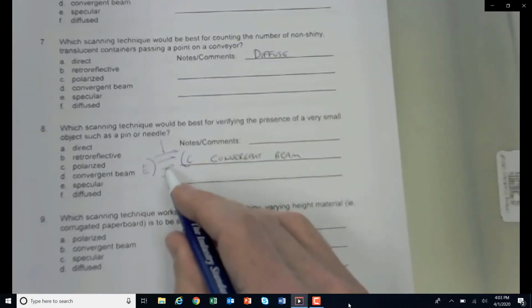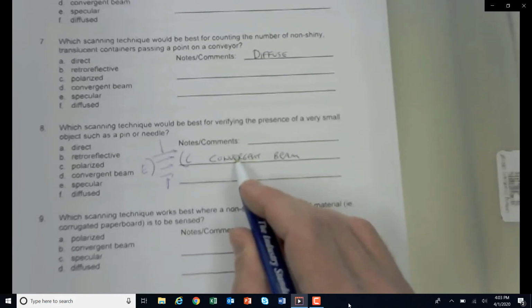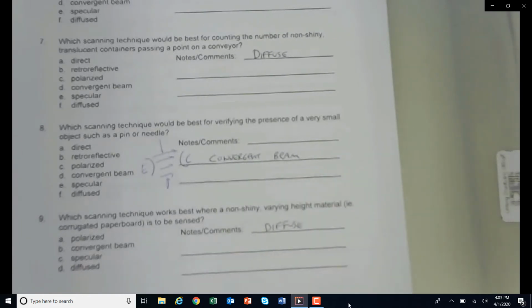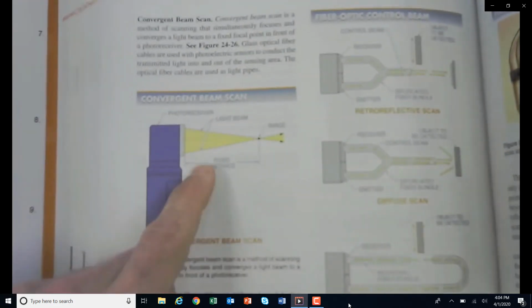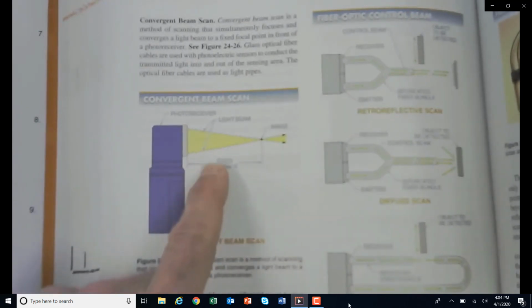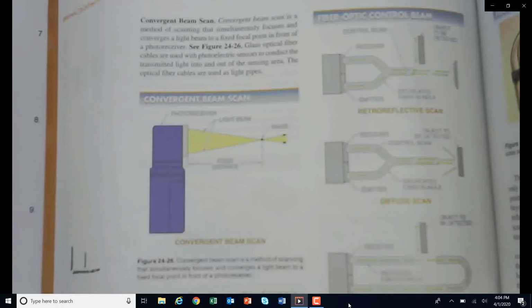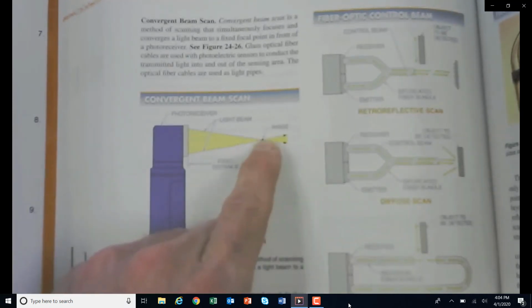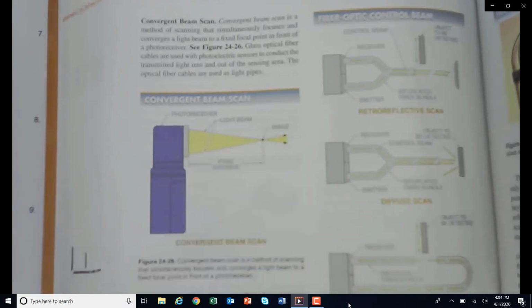But if you take the light and converge it through some type of optics, then maybe it would fall exactly onto that pin or needle. And here is an example they show you on page 516, convergent beam. Once again, you have to have that distance perfect, because that pin or needle has got to pass through that point. If it passed through here, it might not catch it. So I'm thinking maybe convergent beam on that one.